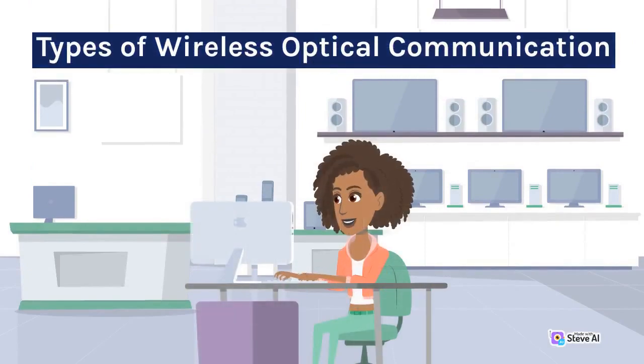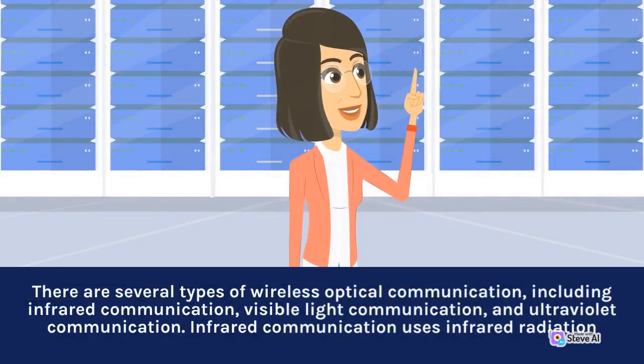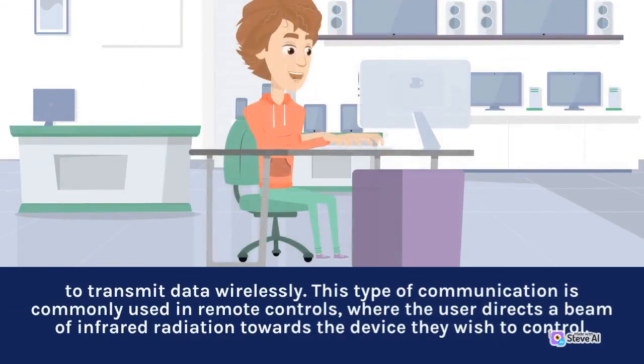Types of wireless optical communication. There are several types of wireless optical communication, including infrared communication, visible light communication, and ultraviolet communication. Infrared communication uses infrared radiation to transmit data wirelessly. This type of communication is commonly used in remote controls, where the user directs a beam of infrared radiation towards the device they wish to control.